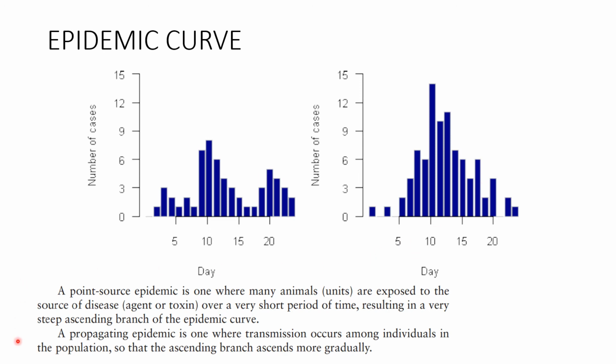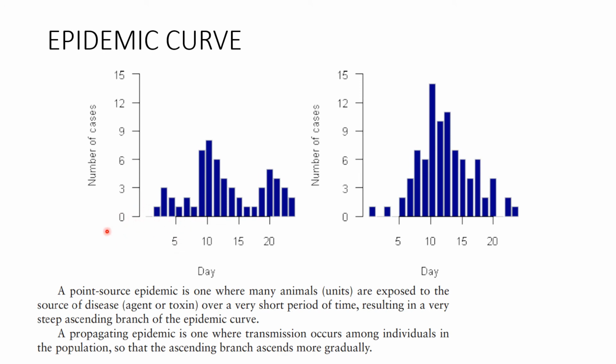In contrast, we have what we call the propagating epidemic. This is one in which transmission occurs among individuals in the population, so that the ascending branch ascends more gradually. This is the propagating epidemic. You can clearly see here that the number of cases is fluctuating. When the epidemic curve looks like this, expect that transmission is occurring person to person, or individual to individual.